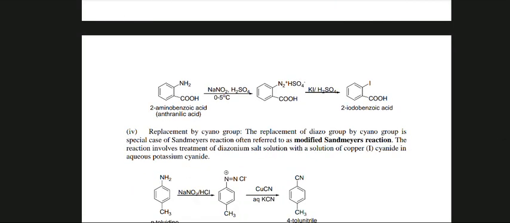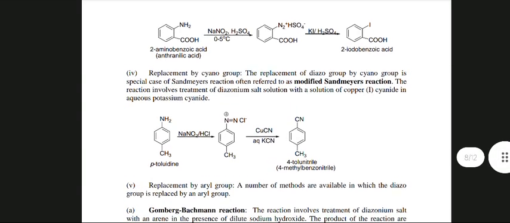Replacement by cyano group. The replacement of diazo group by a cyano group is a special case of Sandmeyer's reaction, often referred to as modified Sandmeyer's reaction. The reaction involves treatment of diazonium salt solution with a solution of copper cyanide in aqueous potassium cyanide.